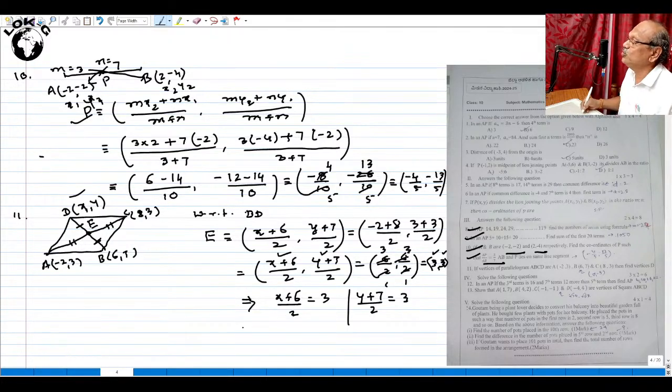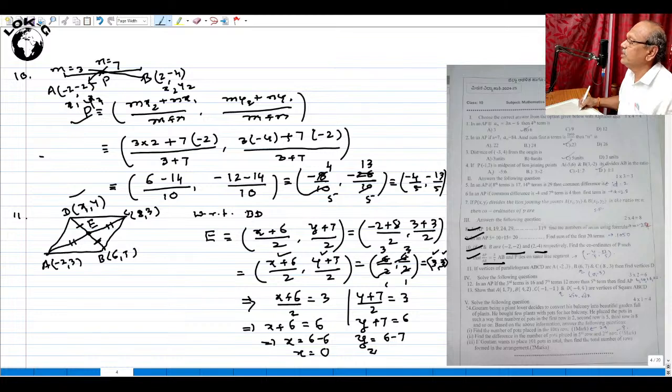Take the 2 to the right. What do you get? X plus 6. It is easy provided you understand how to solve. If you have done it wrongly, correct it this time. Solve next time correctly. 2 3s are 6. What do you get? X is equal to 6 minus 6, which becomes 0. Therefore, X is equal to 0. Y is equal to 6 minus 7. You are getting minus 1.